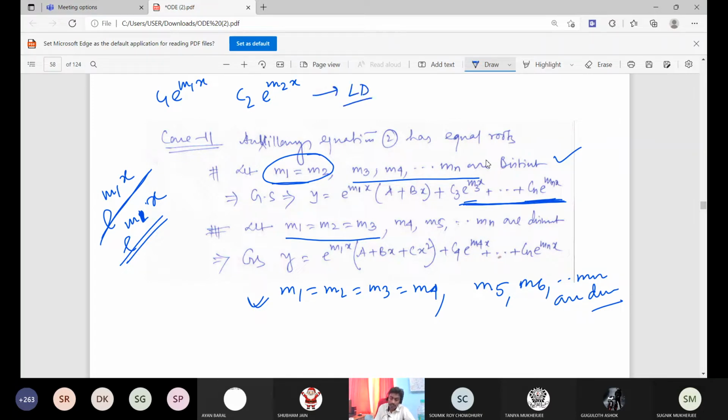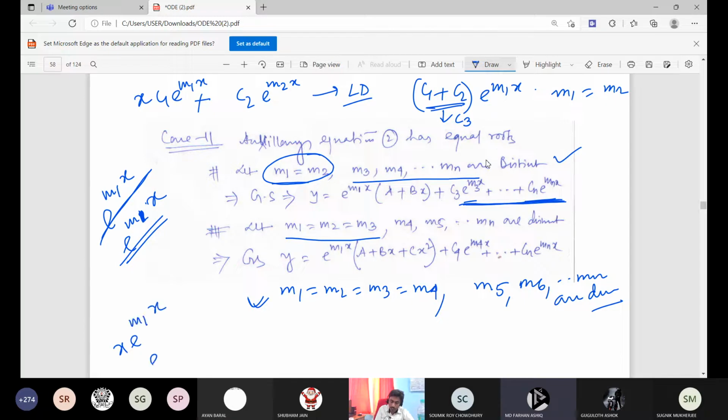So we cannot consider directly the solution as c1 e to the power m1x plus c2 e to the power m2x, because this is nothing but (c1 plus c2) into e to the power m1x, because m1 is equal to m2. So it makes no sense, because it is nothing but a new constant. In this case, we have to consider a multiplier that will be x. If two roots are equal, one solution will be x e to the power m1x and another solution will be e to the power m1x. Then take the linear combination of that.